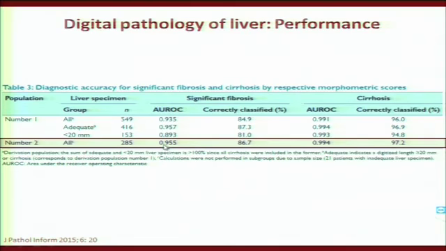Area under curve of 0.955. Correctly classified biopsies, 87%. Something that even good pathologists are not able to achieve. Cirrhosis, even better, area under curve of 0.99 and correct classification of 97%. This is where pathology is.